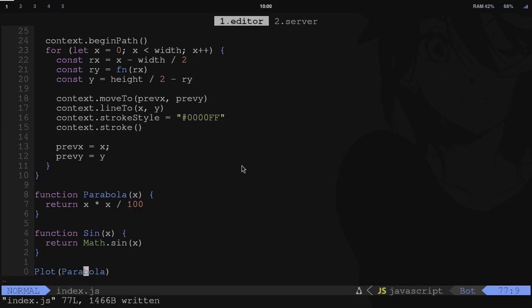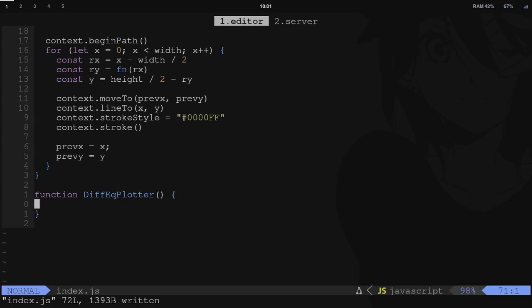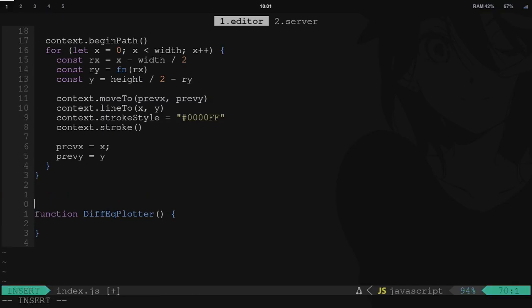Now we need a differential equation plotter. So let's go something like function diff equation plotter. For a diff equation, we need a derivative. Okay, so we need a function derivative.